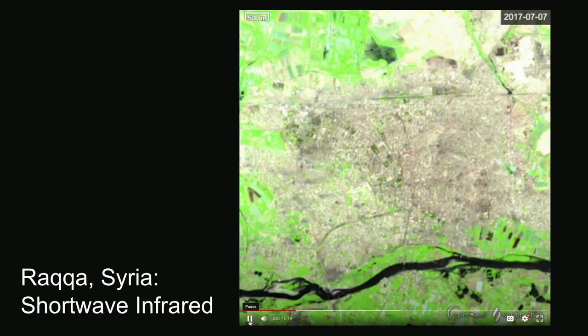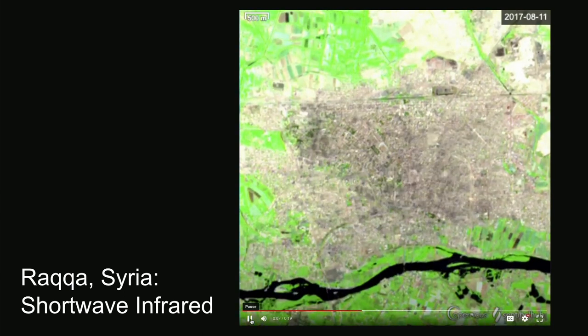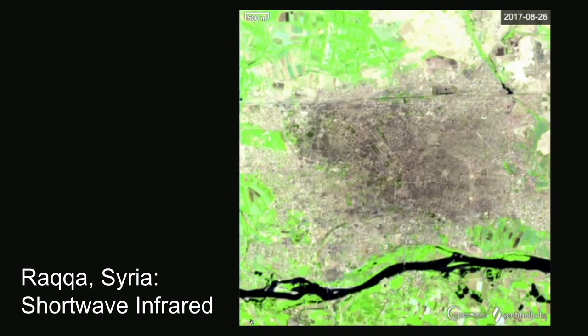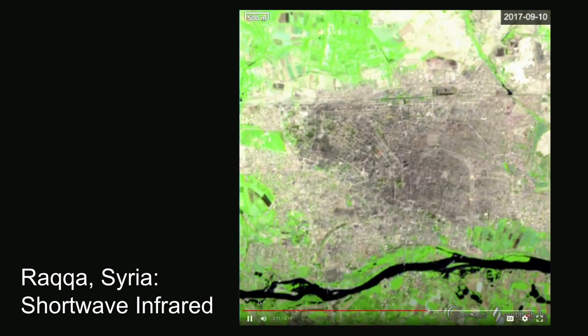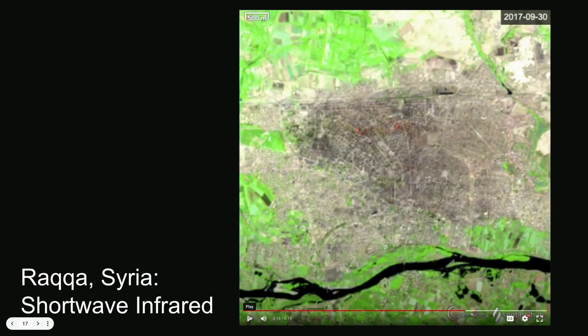So this is Raqqa, Syria in 2017 when the US bombarded the area to try and eradicate ISIS while civilians were present. And let's see if I can slow it. Ah, there we go. See that? All the red things are actually fires.